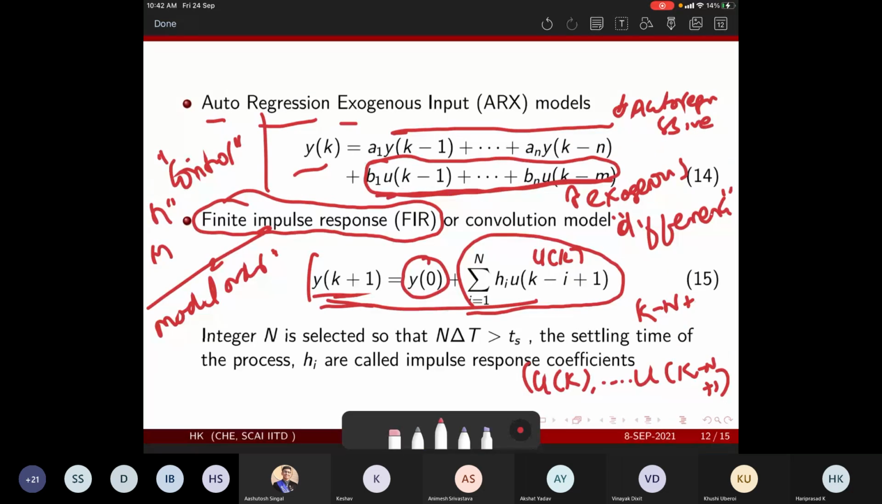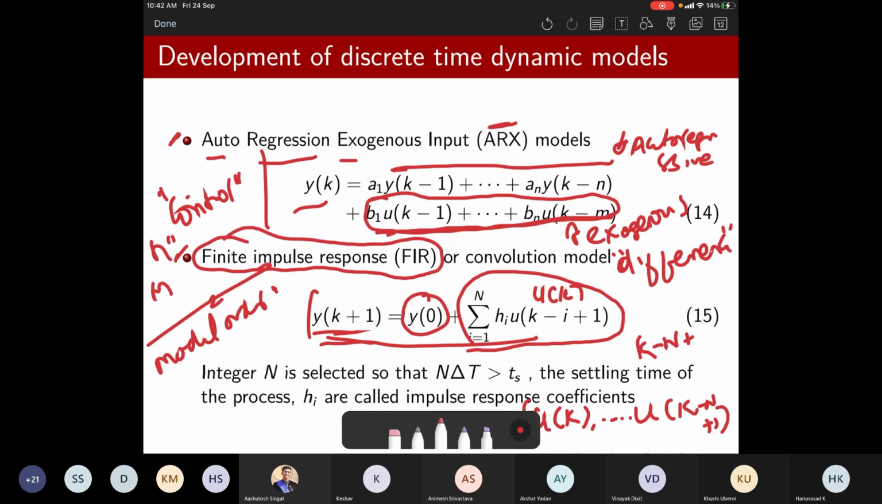So the take home message is that, at least for introduction purposes, you have to be cognizant that there are at least two classes of models: ARX models and finite impulse response models. And these models in general belong to the category of time series models. Time series models essentially try to model everything as a function flowing with respect to time. So y at t is a function of t minus 1, k is a function of k minus 1, and so on and so forth.